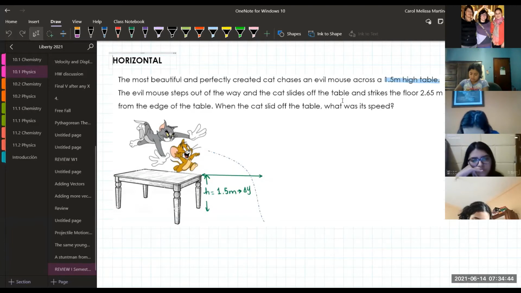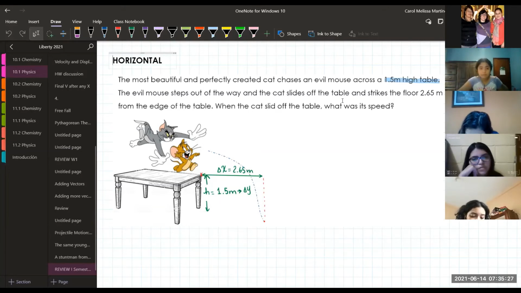Fine, more or less, okay, so it says the cat strikes the floor 2.65 meters from the edge of the table. So basically, they are giving you the delta x, the change in the horizontal position from the point at which the cat slides off the table and strikes the ground. Okay? So it's measured like this, horizontally, like that. So basically this is delta x and this is 2.65 meters.